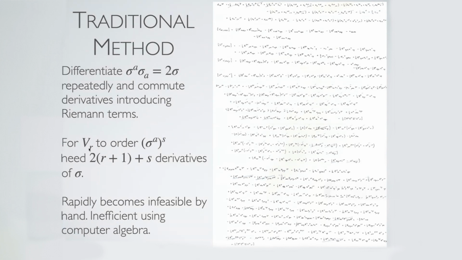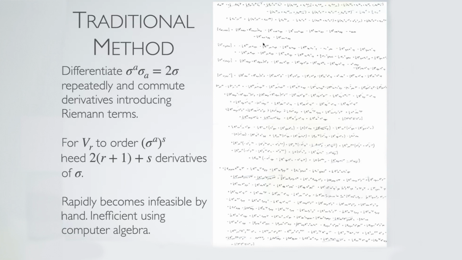And if you need to go up to a certain order, say order sigma to the power of s, then you need to take 2r plus 1 plus s derivatives of sigma. And that sounds fine, but you can see here a scan I took of my former PhD advisor's work when he was working on this before I started my PhD, doing it all by hand. I don't expect you to be able to read that, but the point here is that these are very long, complicated calculations, very prone to error, very naturally applicable to computer algebra. So very rapidly it becomes impractical to do these calculations by hand.